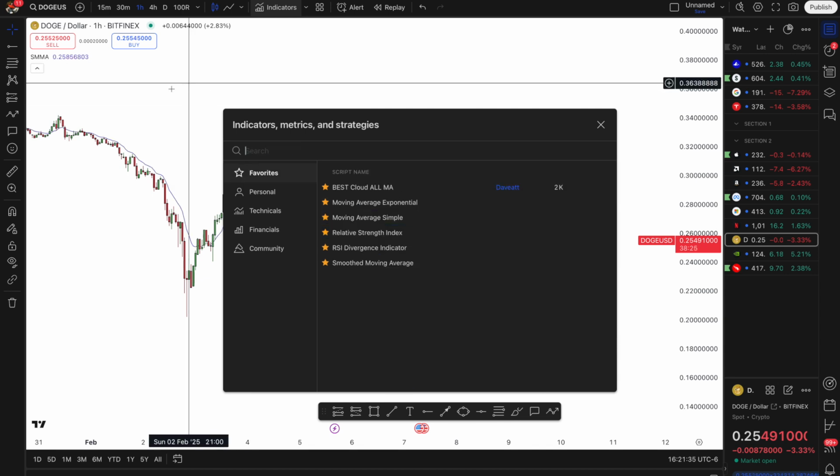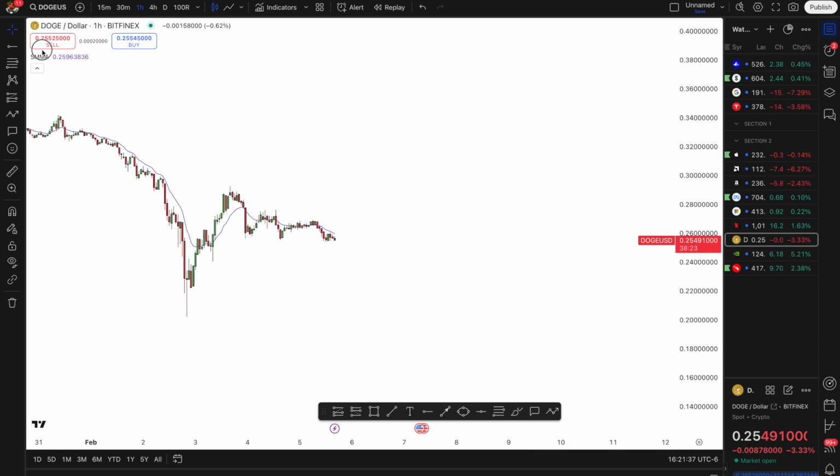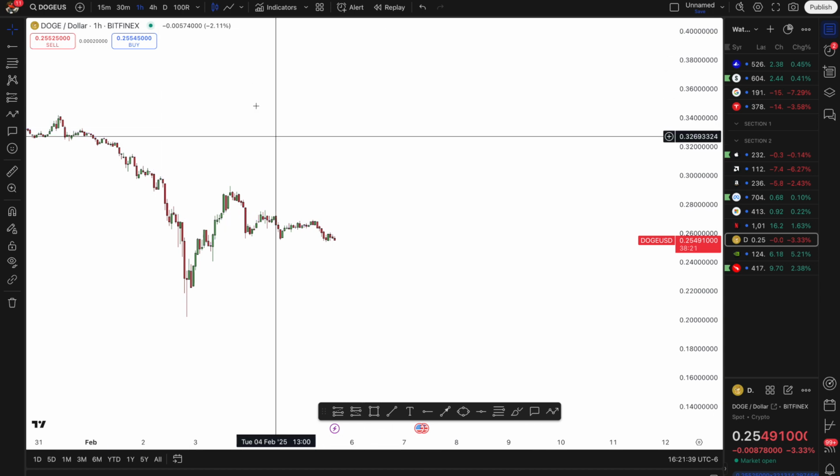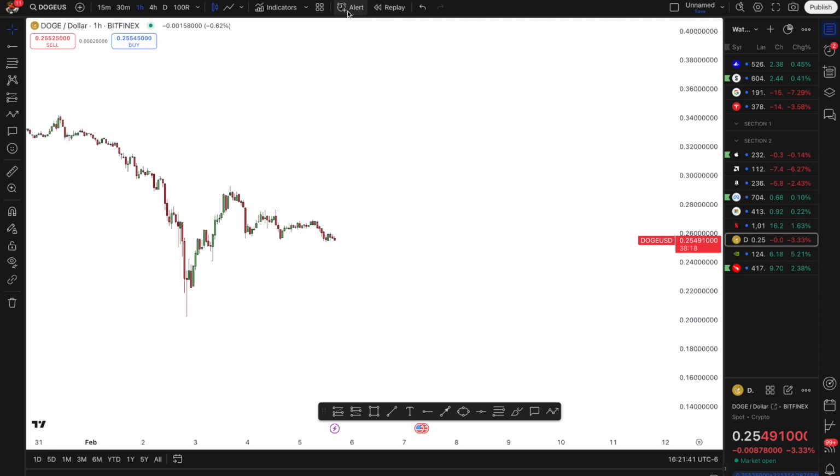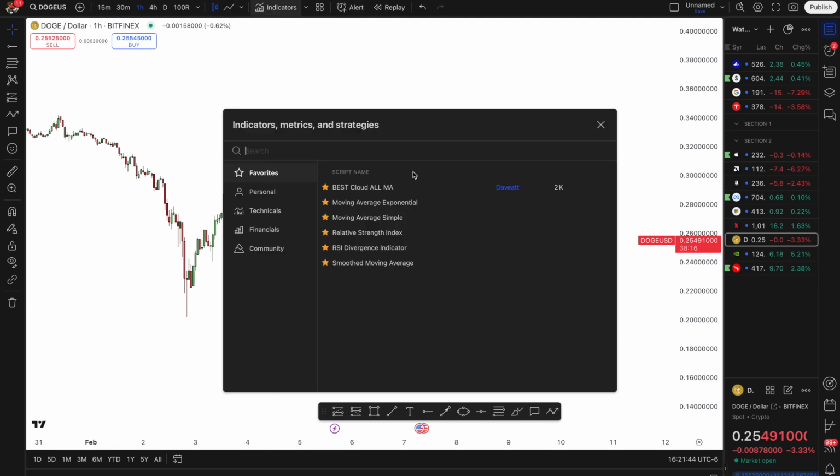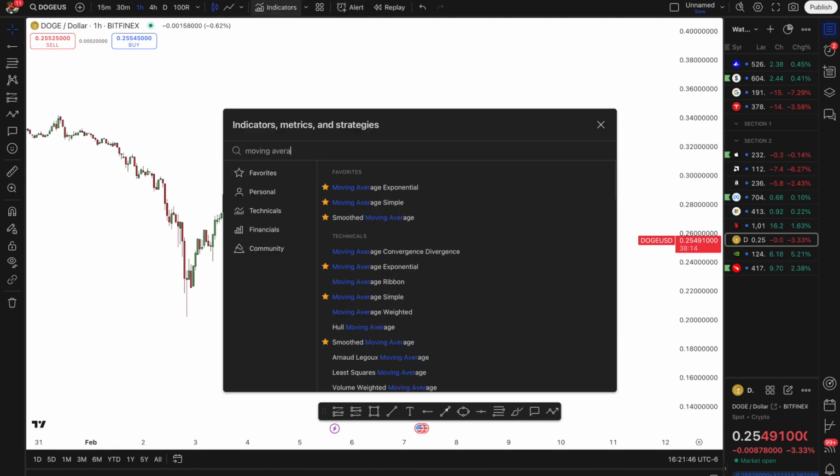So go to your indicators, search up moving average. You'll see right here, it's the simple moving average. I use 3 of them. So you want to go and add 3 moving averages to your chart. I'm not sure if you can use 2 or 3 for the free version of TradingView, but I use 3.